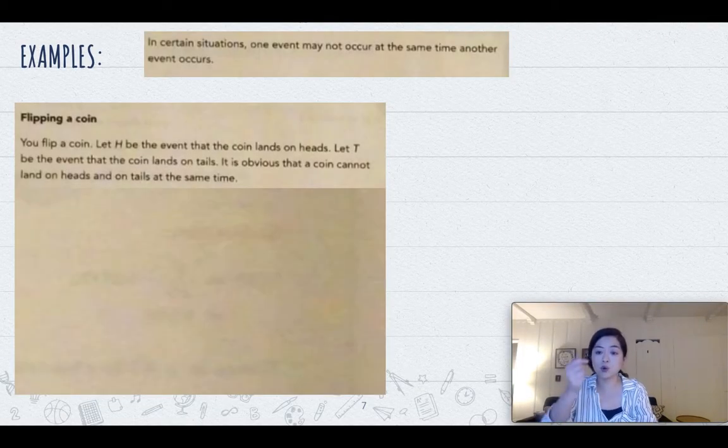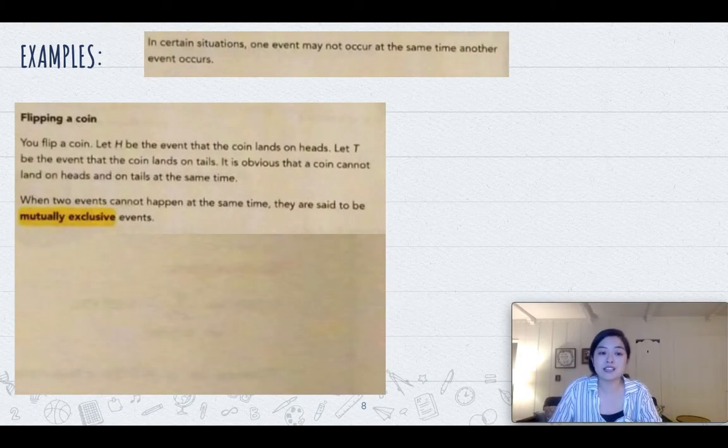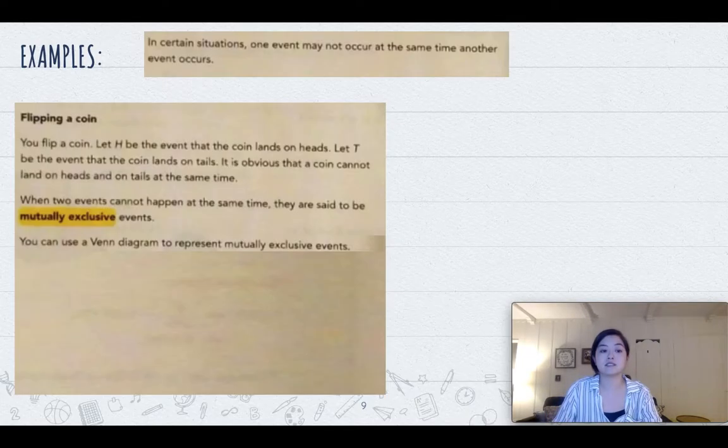Now, if we flip a coin, let's say I have a big coin and I flip it, and H is the event that it lands on heads, and T is the event that it lands on tails. It's obvious that a coin cannot land on heads and on tails at the same time. When two events cannot happen at the same time, they are said to be mutually exclusive events.